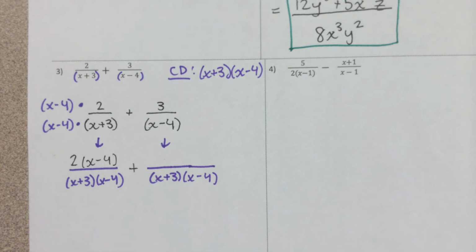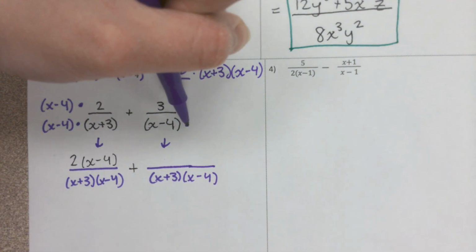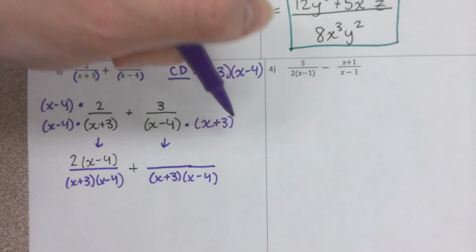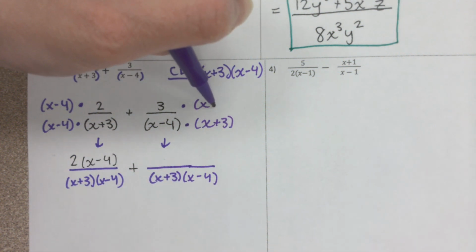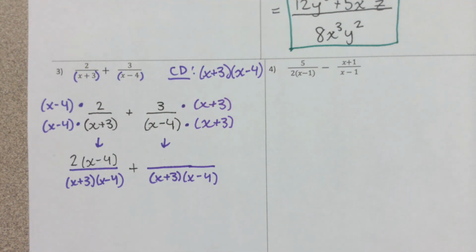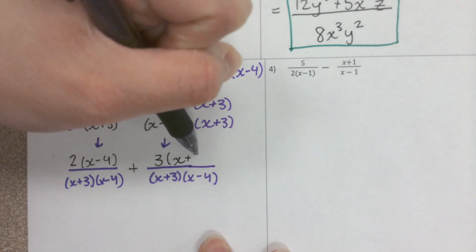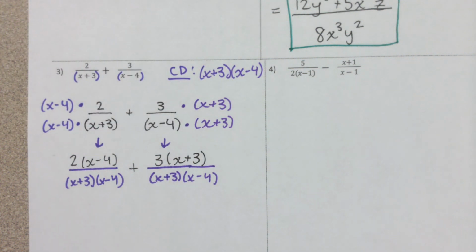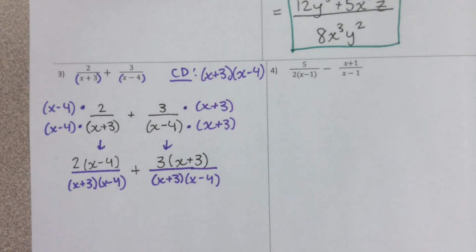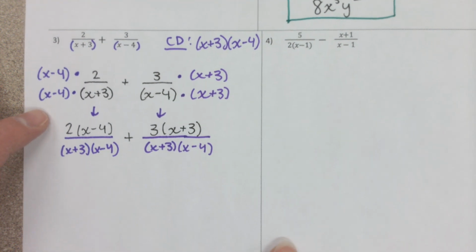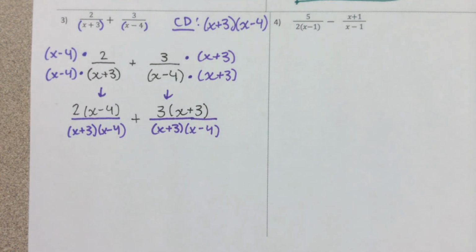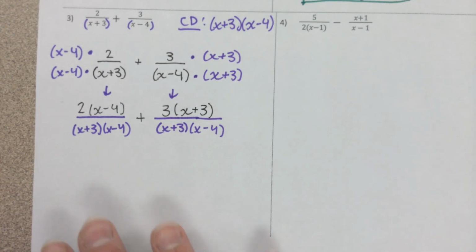Right fraction is going to look like the same thing. X minus 4, we're missing the x plus 3. So we'll multiply top and bottom by x plus 3. And then on the top, I'll write 3 times x plus 3. Now that we have common denominator, we can add.